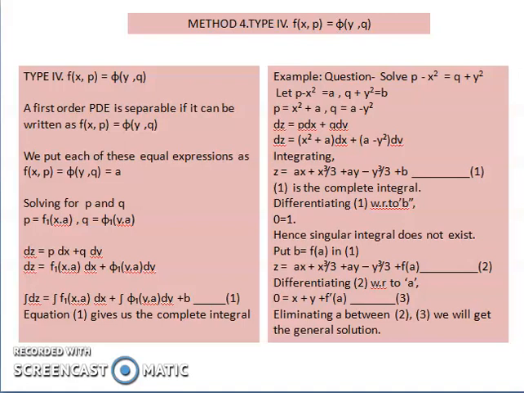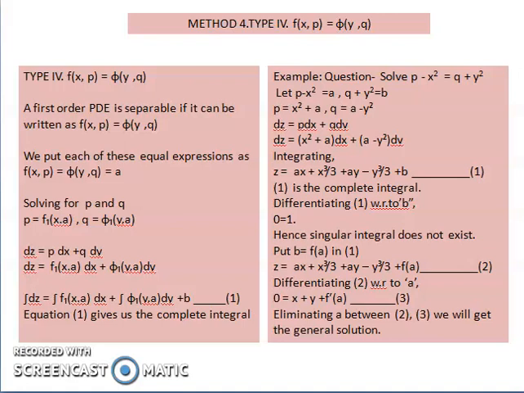We know dz equal to p dx plus q dy. So dz is equal to x squared plus a into dx plus a minus y squared into dy. So integrating we get z equal to ax plus x cubed by 3 plus ay minus y cubed by 3 plus b, which is the complete integral. If we differentiate with respect to b, we get 0 is equal to 1, so the singular integral does not exist.